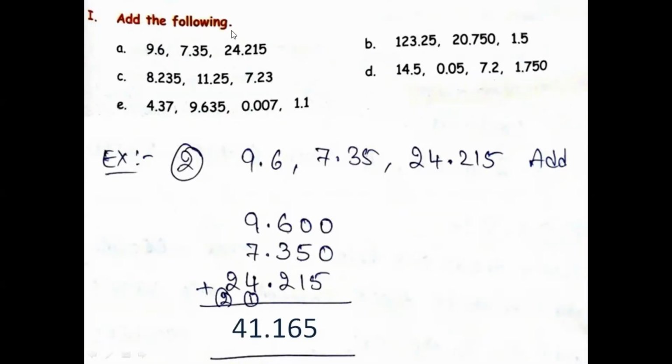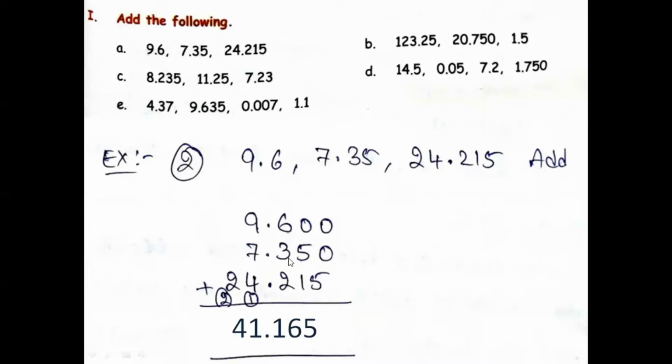Add the following. For example, 9.6, 7.35, 24.215. In these, first change into like decimals, then add. 9.600, 7.350, add 1 zero, 24.215. 0 plus 0 plus 5, 5. 5 plus 1, 6. 6 plus 3.